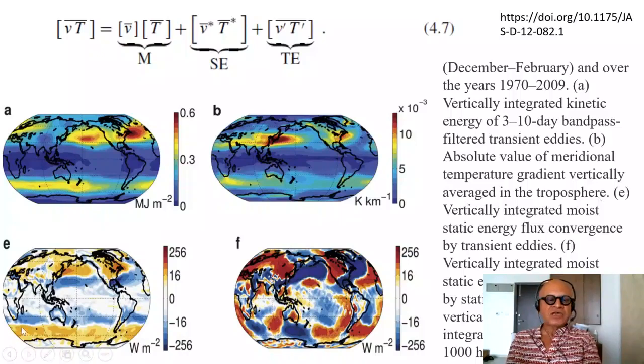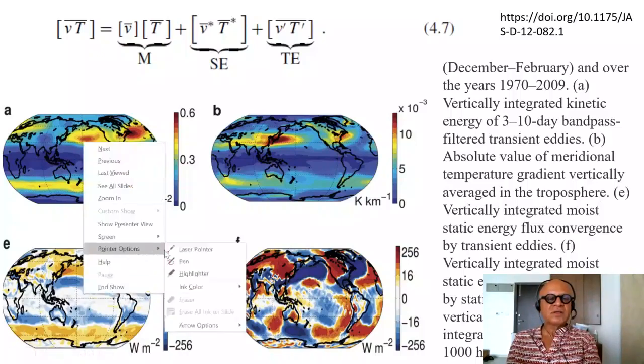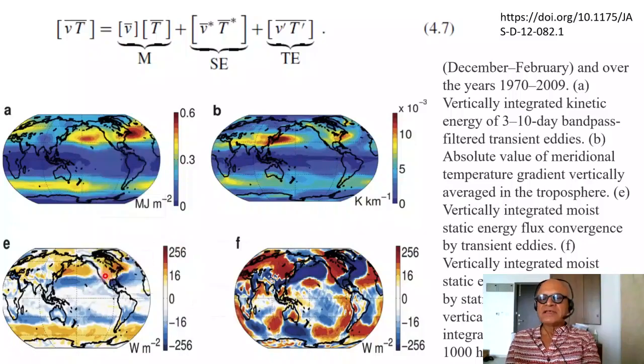And in E, we are looking at vertically integrated moist static energy flux convergence by transient eddies. So you can see there is convergence, there is divergence across these gradients. Again, different story here, but you can still see zonal features of convergence, divergence, similar to here. And F is the vertically integrated moist static energy flux convergence by stationary eddies. So that means they are not varying.